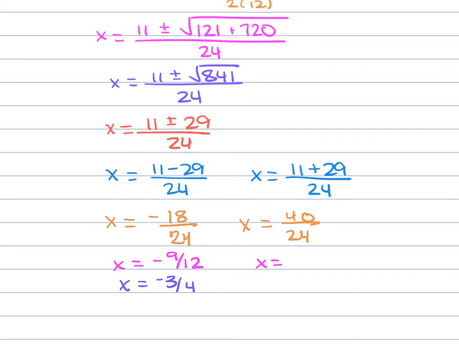And x is equal, if we divide both of them by 4, we have 10 and 6, which is then x is equal to 3 over 2. Sorry, 5 over 3.